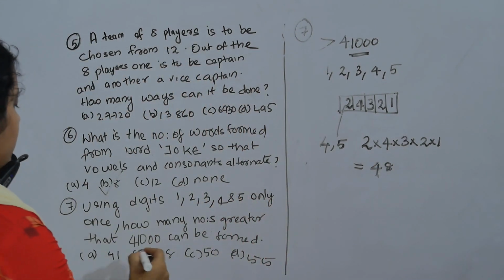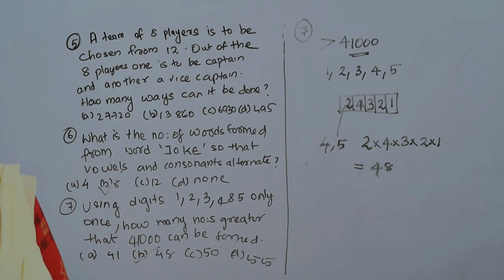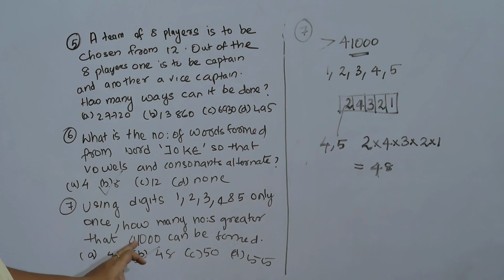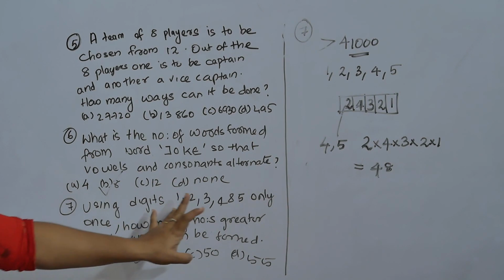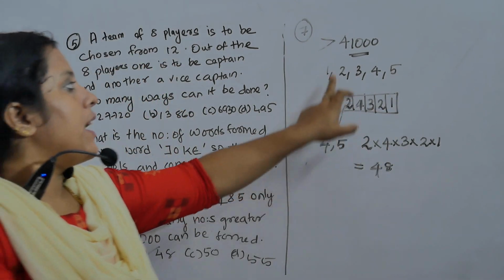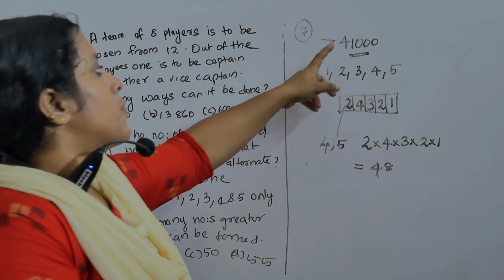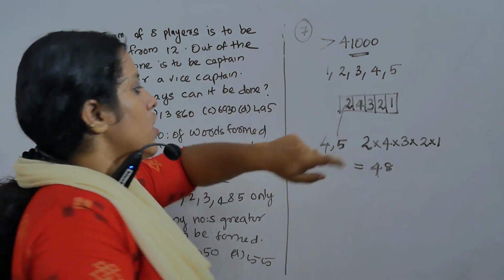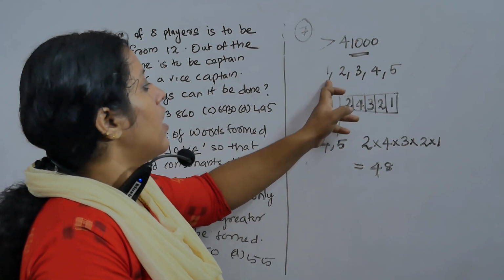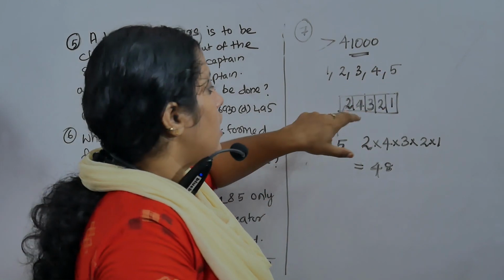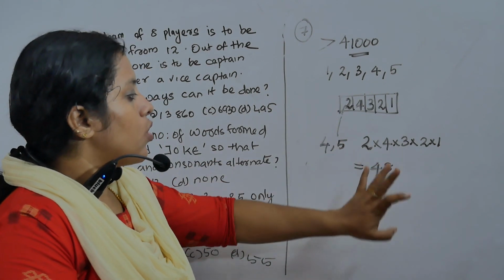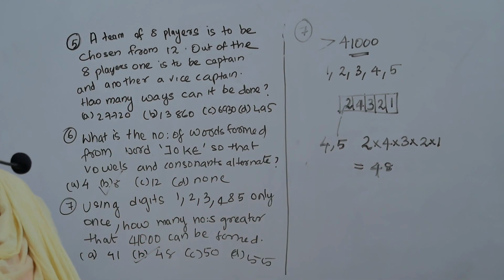Clear? I will explain this once more. We need to make a number greater than 41000 using these digits. 5 digits are there, so I have 5 places. Greater than 41000 means the first position can be occupied by only 4 and 5, so 2 possibilities. Then if I write 1 number, from the 5 I have 4 remaining. 2 numbers used means 3 remaining, then 2 remaining, then 1. So total 48. Clear?